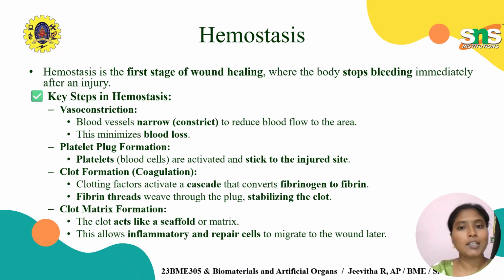First, what is hemostasis? It is the first stage of wound healing, where the body stops bleeding immediately. It begins after an injury. First, the blood vessels are constricted to reduce the blood flow in that area. It minimizes the blood loss, platelets are activated to stick to the injured site, and clot formation is activated, so that it minimizes the blood loss in that wounded area. And that clot acts like a scaffold or matrix. It allows the inflammatory or repair cells to migrate to the wounded site.